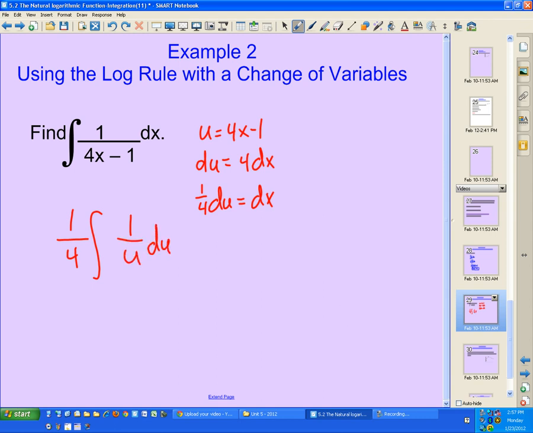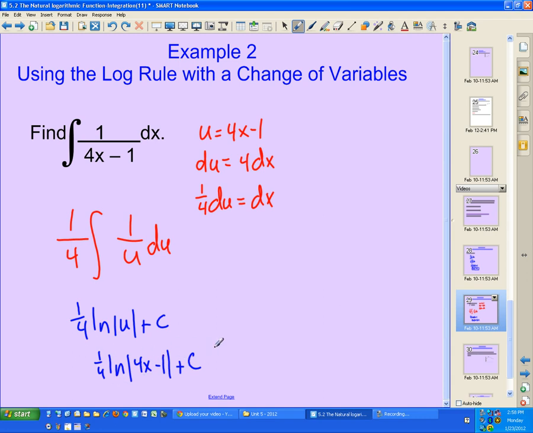And this is basically the same thing we've been doing before. We're just trying to change it into an easier form for us so that we can get to our final answer. And so when I integrate 1 over u, I get 1/4 the natural log of the absolute value of u plus c, but I know u is 4x minus 1. So 1/4 the natural log of the absolute value of 4x minus 1 plus c, and I'm still using my absolute values there, and that would be okay for my final answer for that problem.